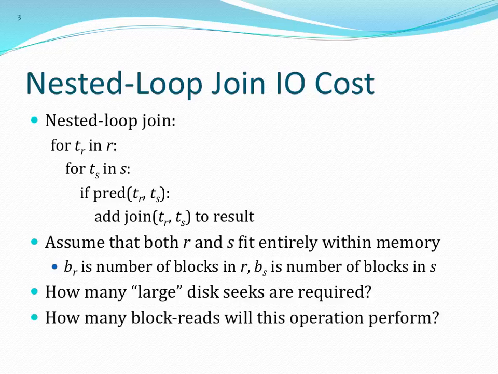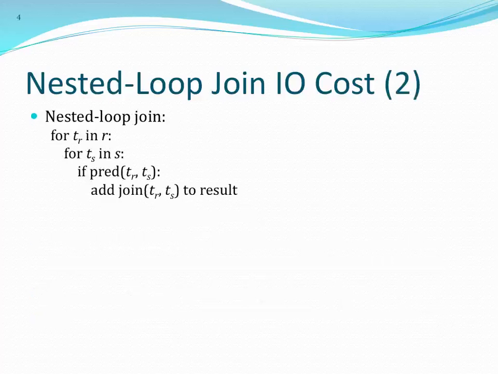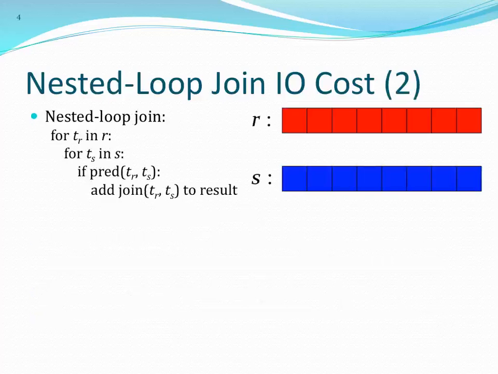And the other question is, how many block reads will the operation perform? Now, we have this assumption that both R and S fit entirely within memory. But they aren't in memory yet. We have to assume that R and S are not in memory yet. They get loaded as the algorithm runs. So we have R and S.